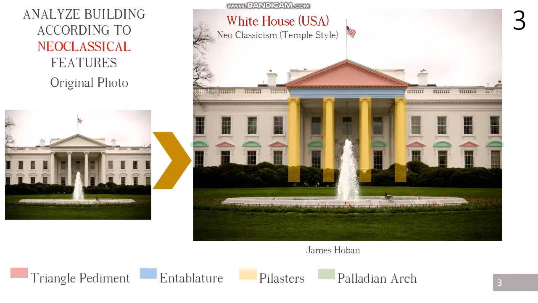And this is the White House in the United States. This is also a good example of a neoclassical building. Of course, the triangular pediments and the pilasters. There are four pilasters, and triangular pediments and Palladian arch pediments over the windows.